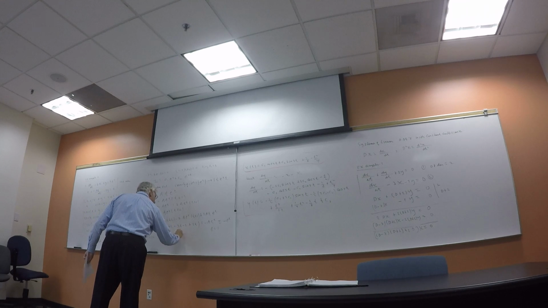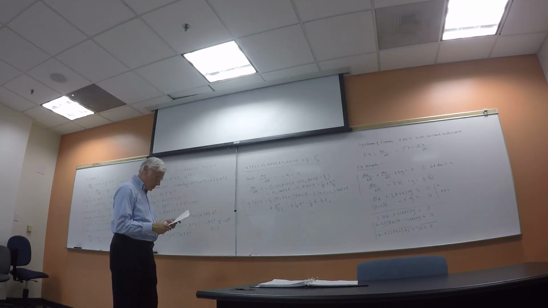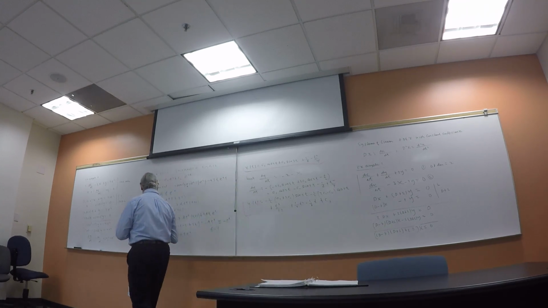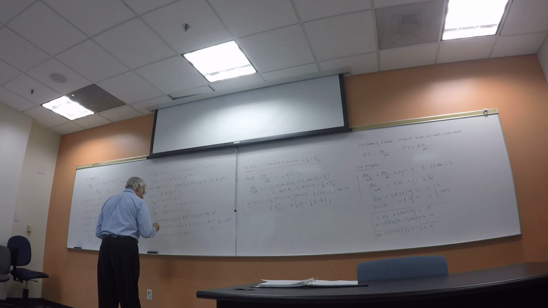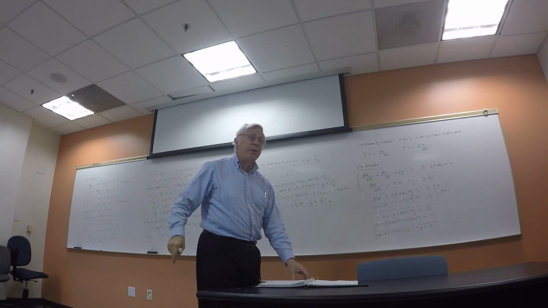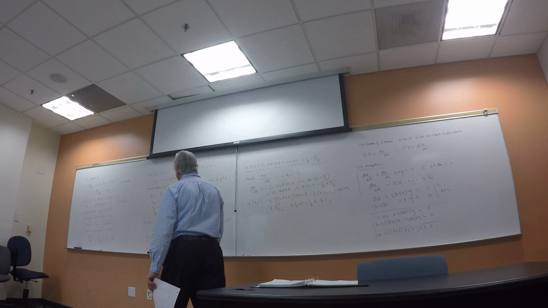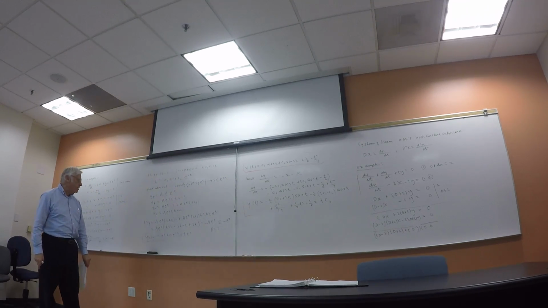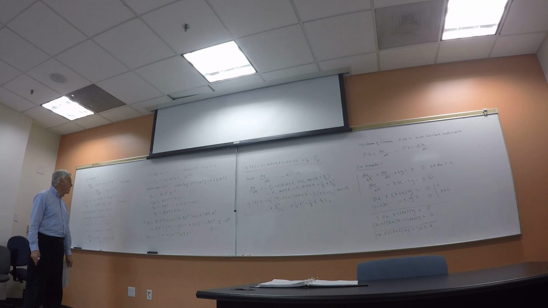Plus t e to the t. So there's your y. Okay. Now we've got to get x, right? It will be a function. Okay, what was it? When we started this thing, it was second order. We already have two arbitrary constants, right? So when we get x, we better not pick up another constant.